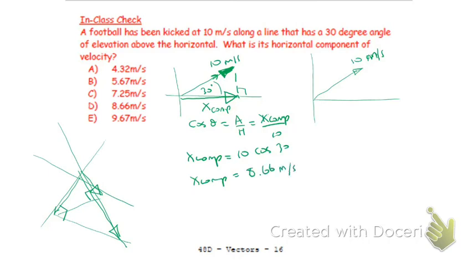8.66 meters per second. I'd like you to get to the stage so you can look at that original diagram and know that it's a component. It's a cosine of that angle. And the trick is this. I'm going to show you this. What the trick is, it always works.